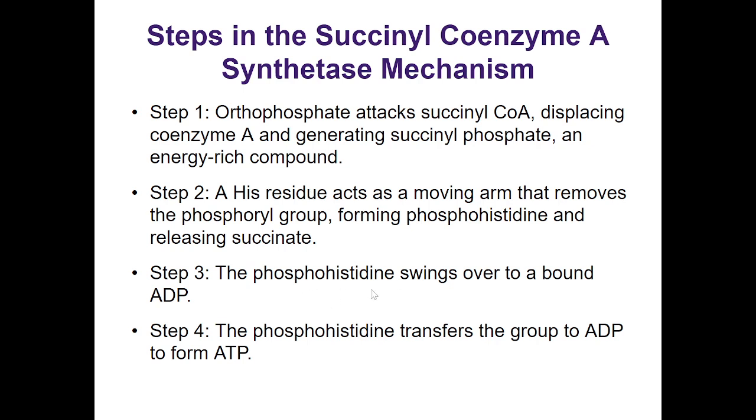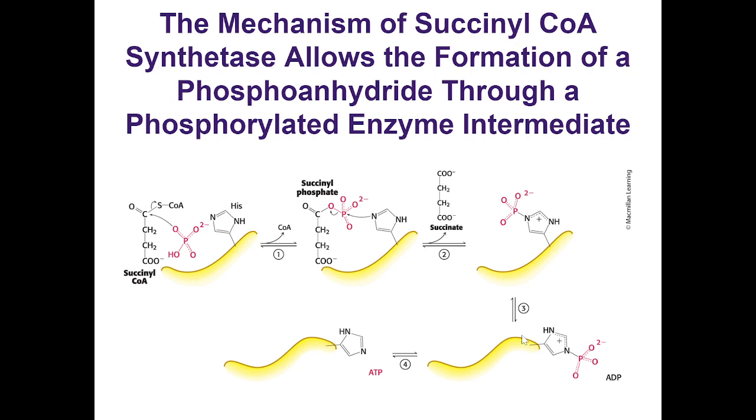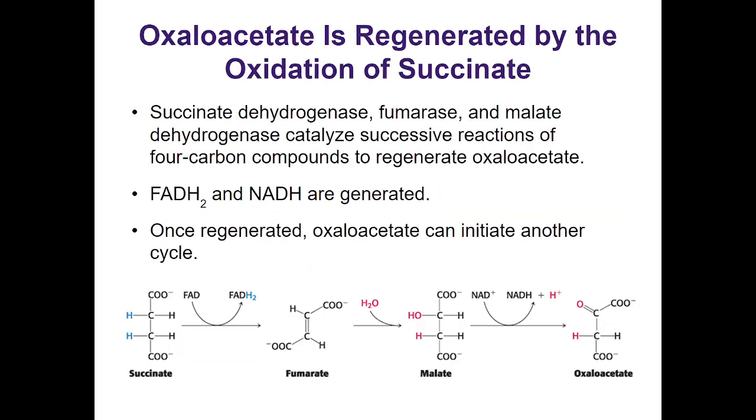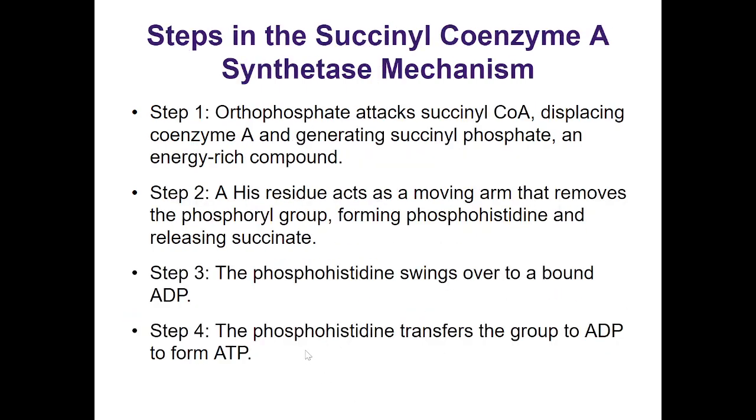So step 3 is going to be the phosphohistidine. This is going to swing over to the bound ADP. Step 4, that's that rearrangement, by the way, down here. Okay. Step 4 is going to be the phosphohistidine transferring the group to the ADP. This will form your ATP. Note that you don't actually reset to step 1 at this point. We are actually kind of ignoring the reset portion for this.